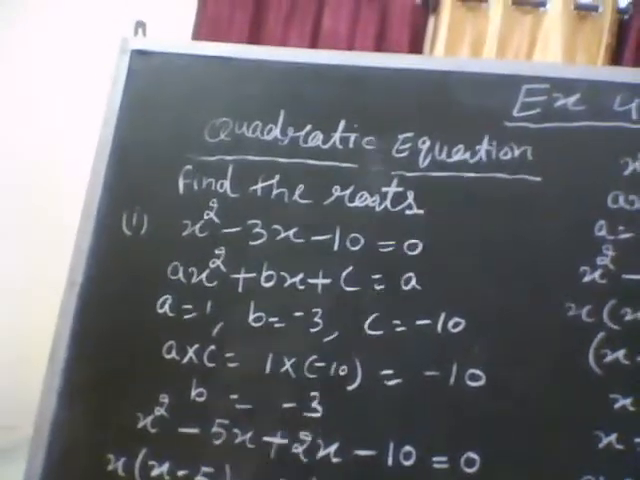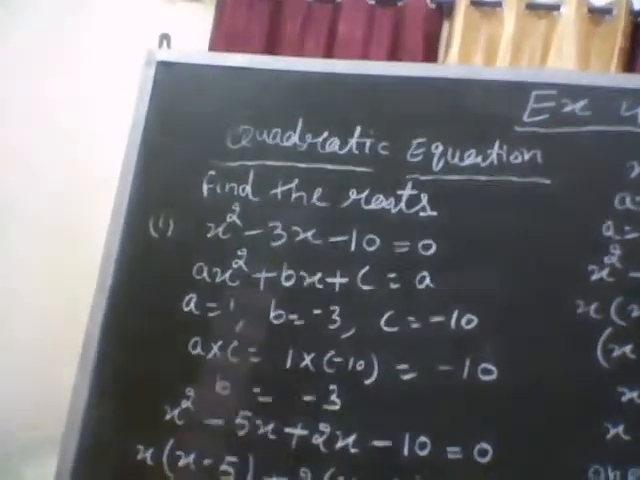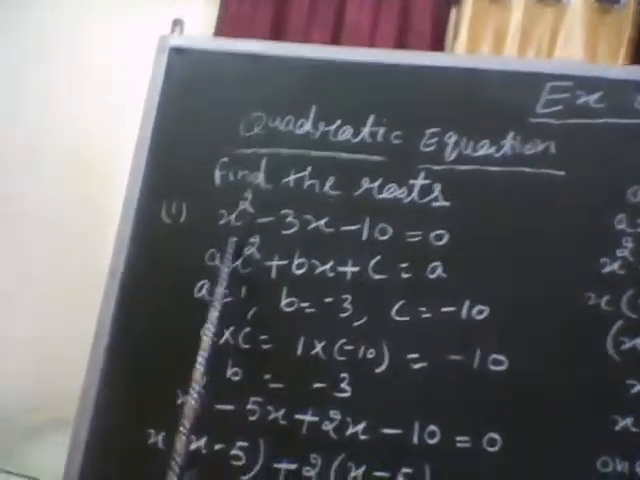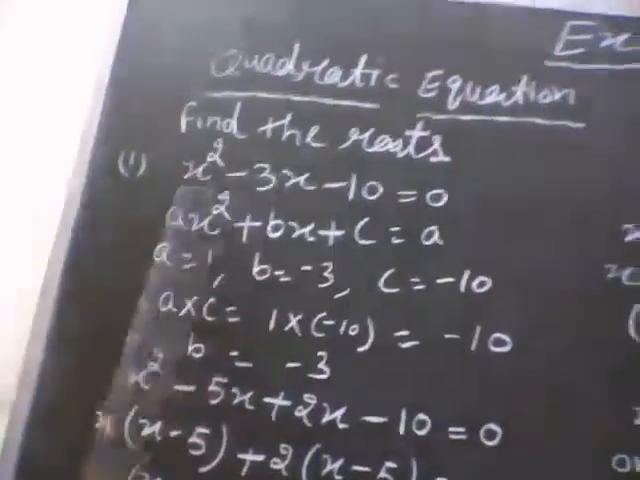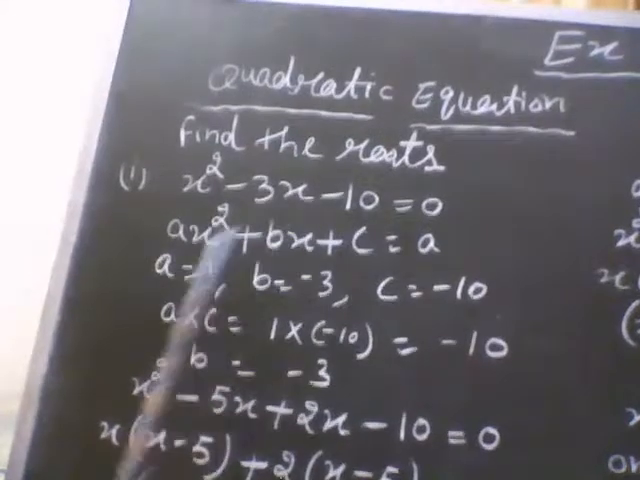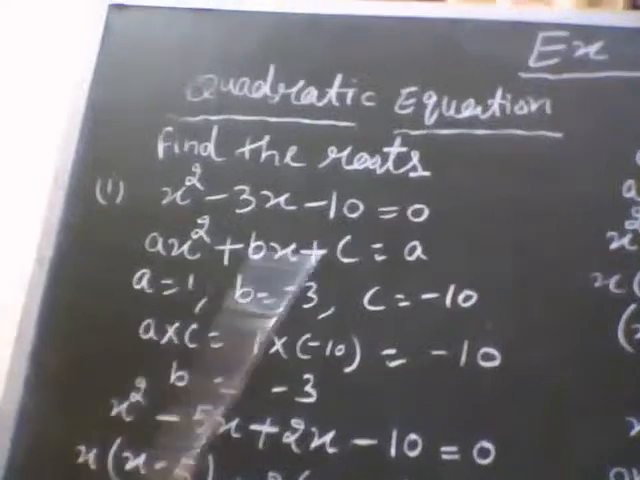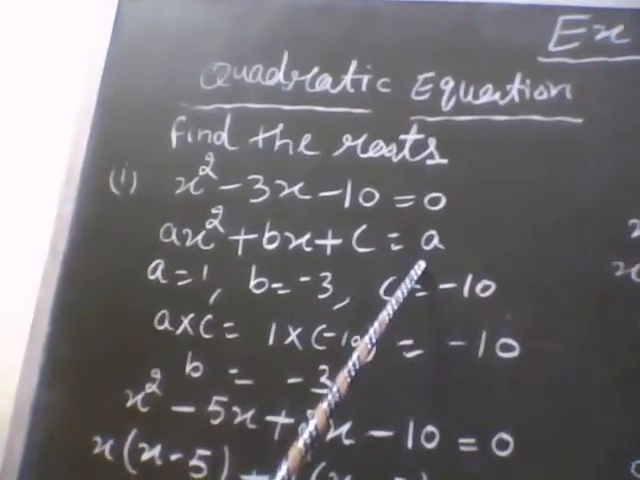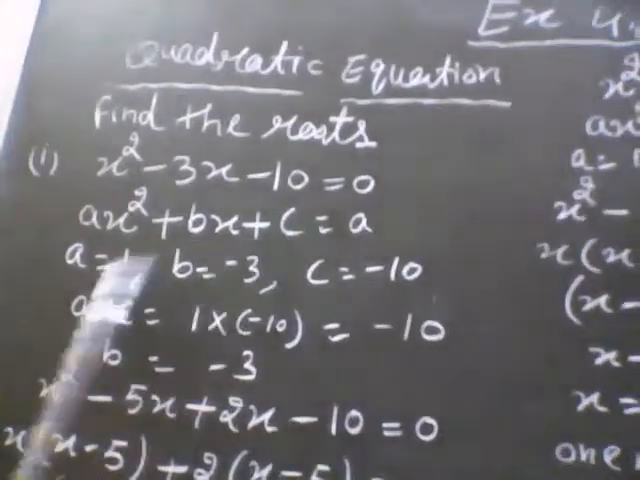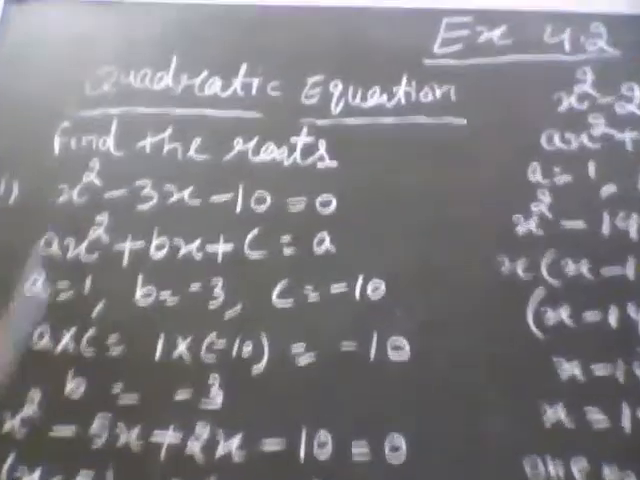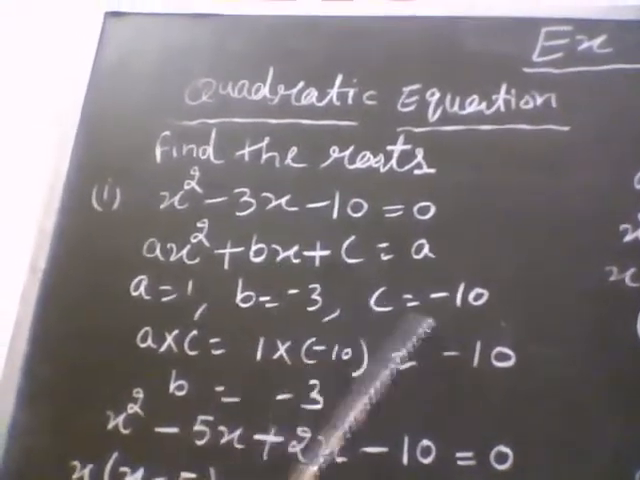In this we have to find out the roots of the quadratic equation. So the statement is x square minus 3x minus 10 is equal to 0. First of all, we'll compare this statement with the standard form, and the standard form is ax square plus bx plus c is equal to 0. Now by comparing our equation with the standard form, we get the value of a is equal to 1, b is equal to minus 3 and c is equal to minus 10.